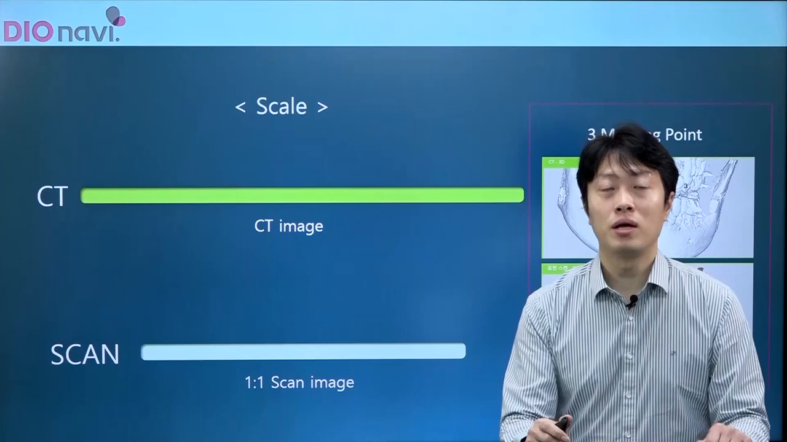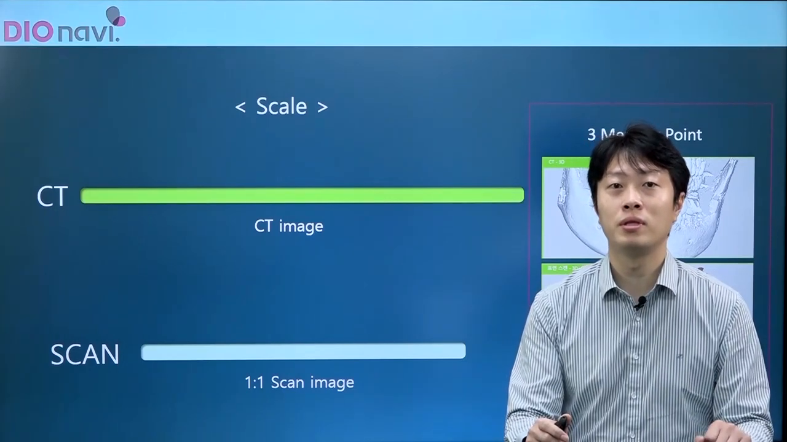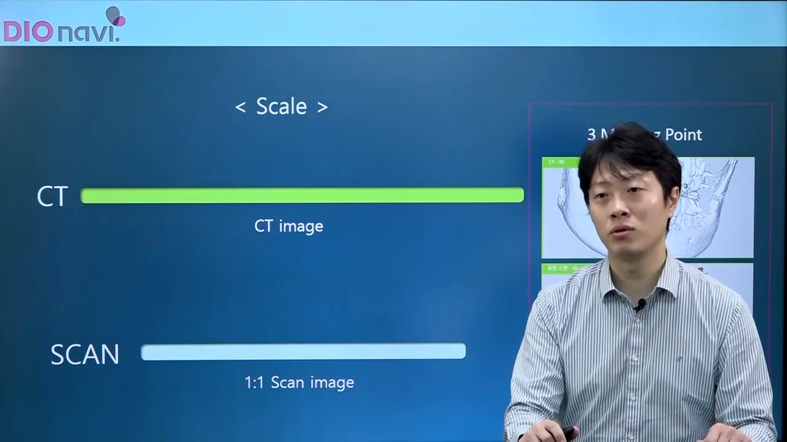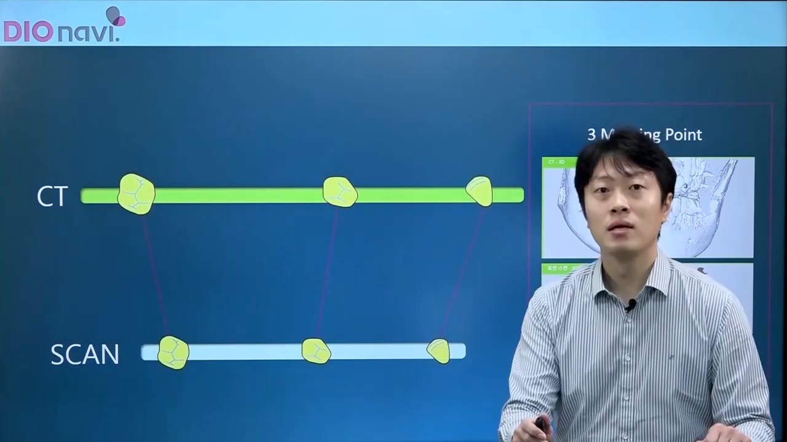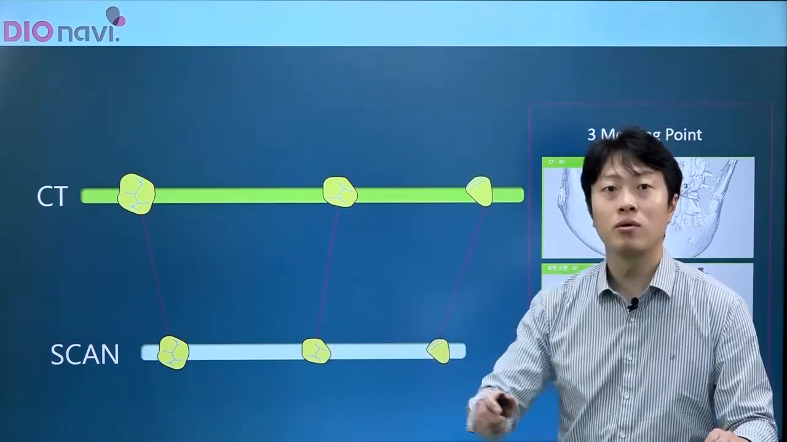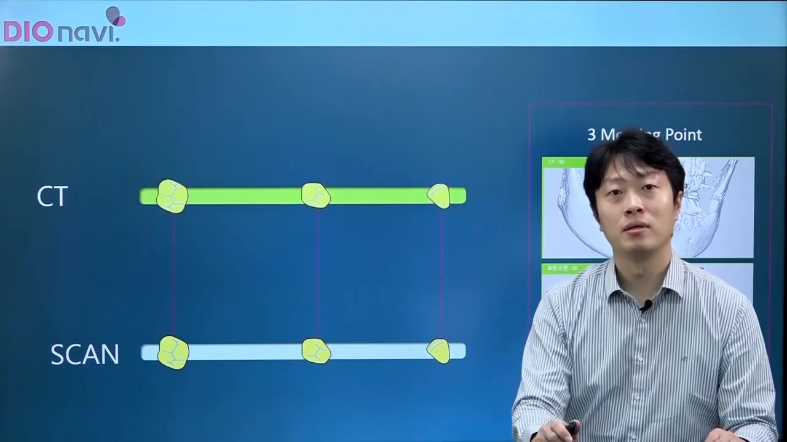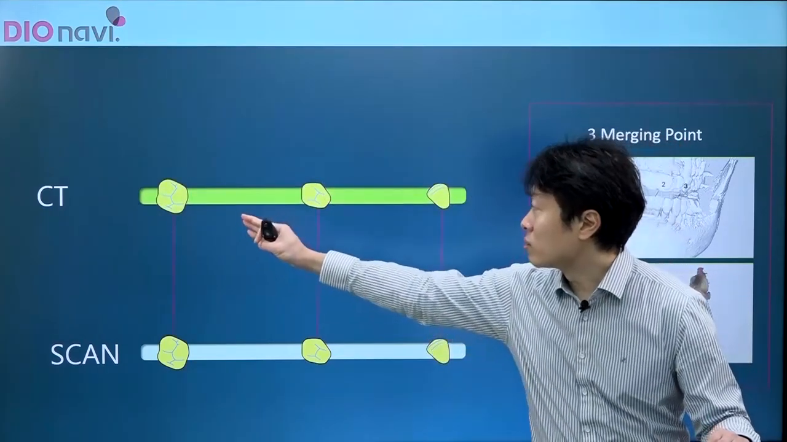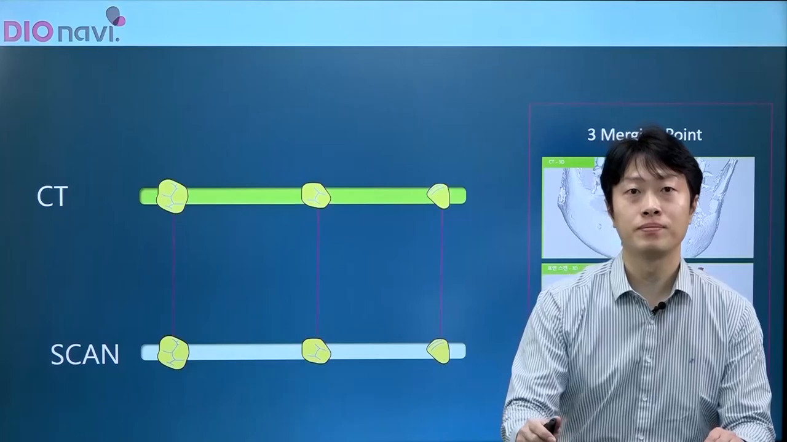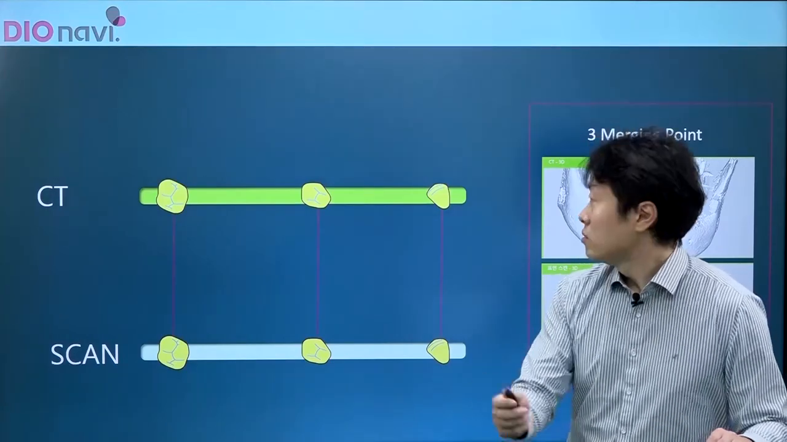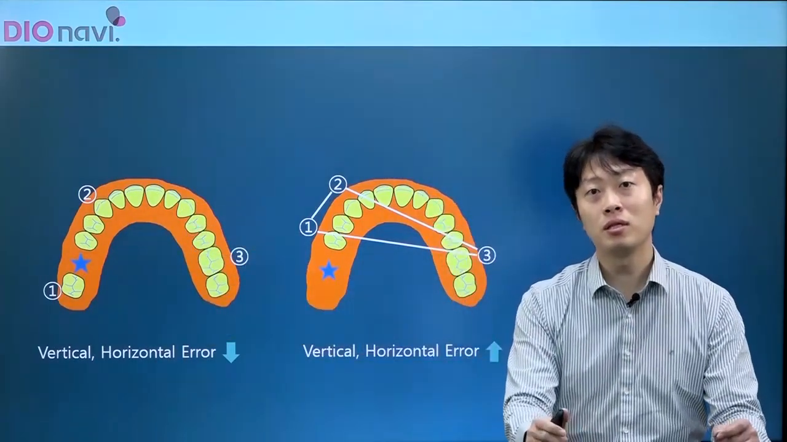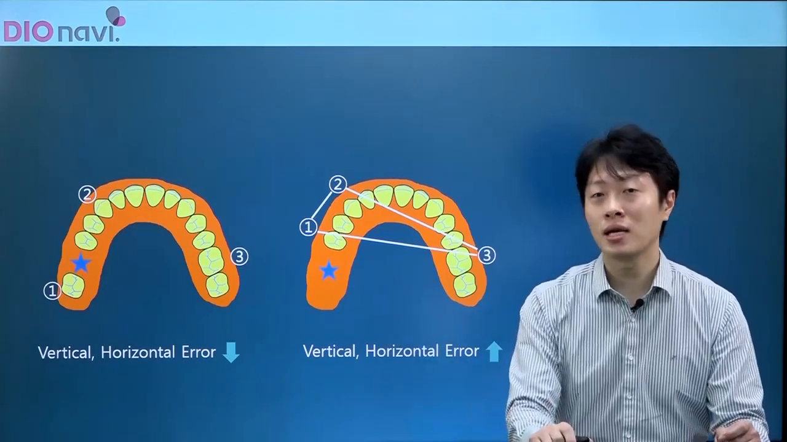Another aspect to consider regarding the CT data acquisition is related to scale. The CT data generally has more magnified images than actual intraoral scan data. For the merging process, we need to adjust the ratio so that the magnified CT data and the intraoral scan data are consistent. When adjusting the ratio, we select 3 tooth locations inside the oral cavity for merging. In order to merge like the following, by adjusting the ratio of CT data three-dimensionally, we usually use these 3 points.